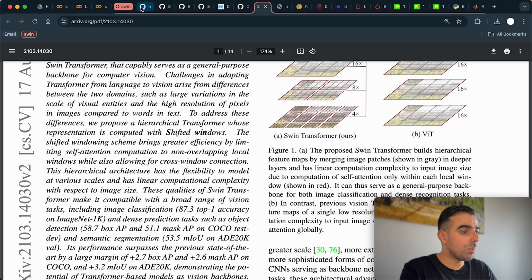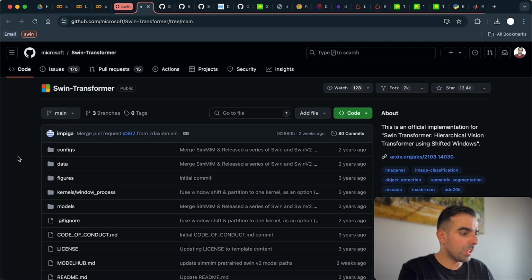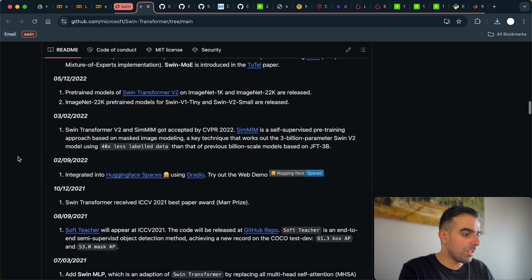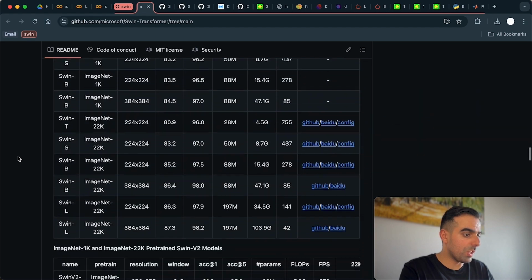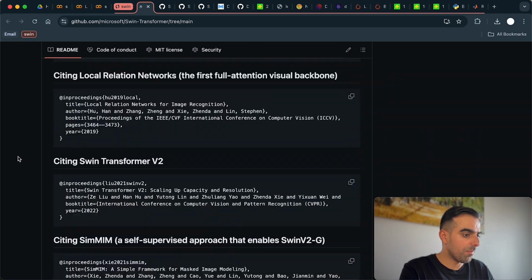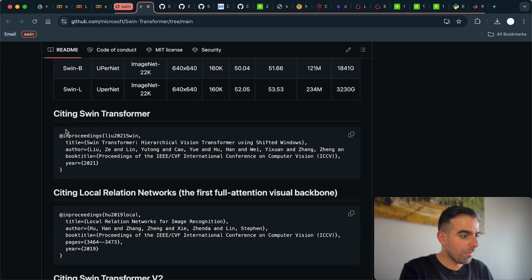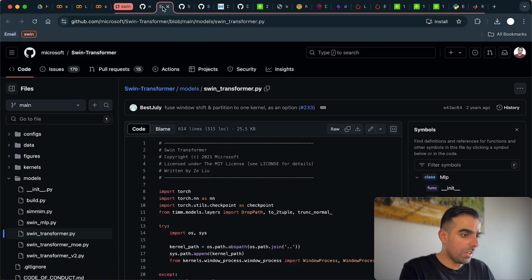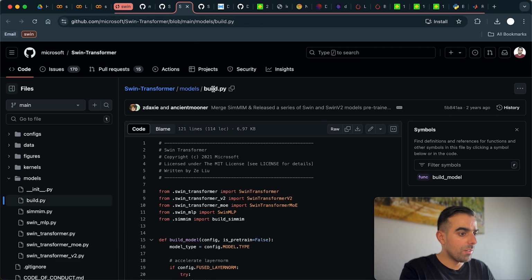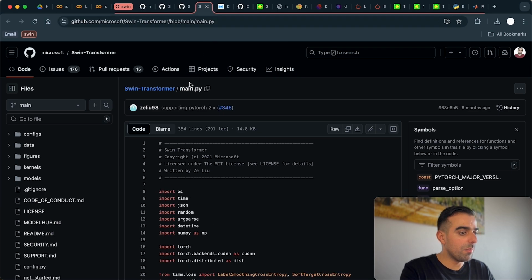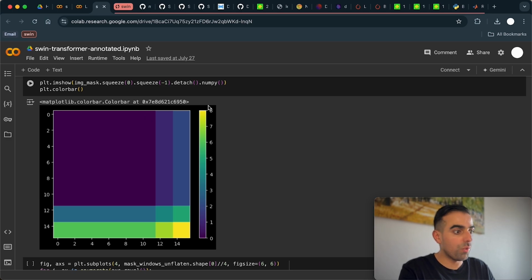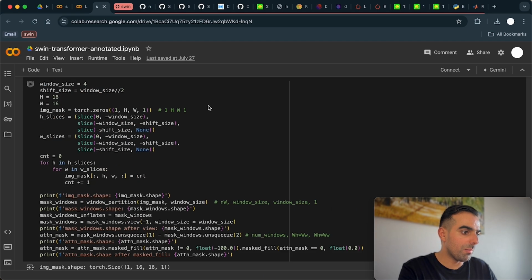So today we're going to look into the code in the Swin Transformer GitHub repository. We're interested in the code of the first Swin Transformer. This is the paper that we're interested in. I basically borrowed the classes and functions from these three files: the Swin Transformer, build, and make file. I collected all of these into a notebook, Swin Transformer annotated. By the way, you can find all the notebooks that I'm working on in the description below on my GitHub.